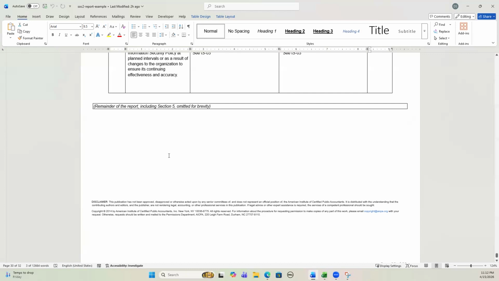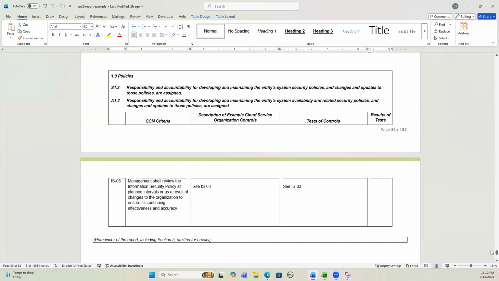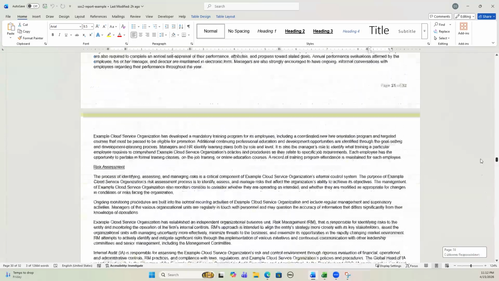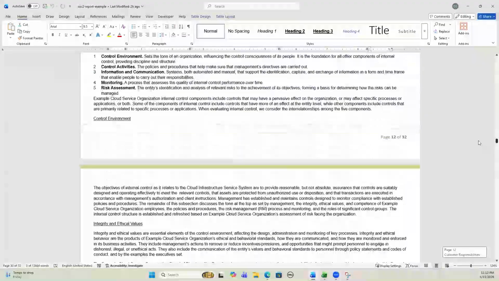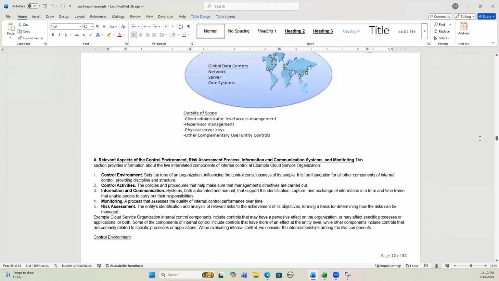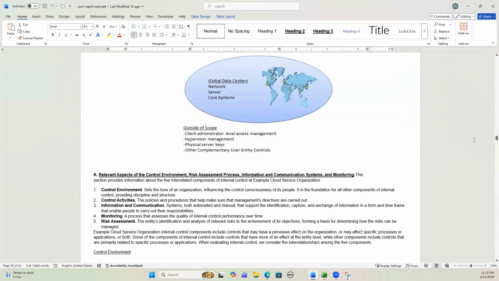Okay, so let's go back to page 12. Here's one more thing I need to show you, and this one surprises people usually every single time. So inside most SOC 2 Type II reports, there's a concept called complementary user entity controls, or CUECs.